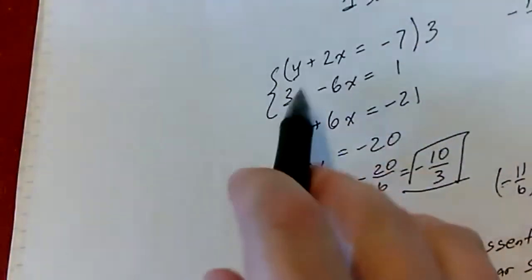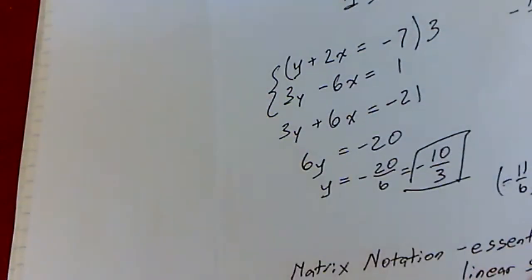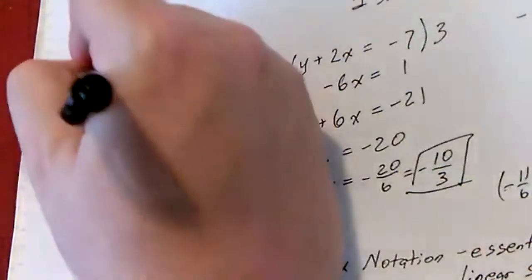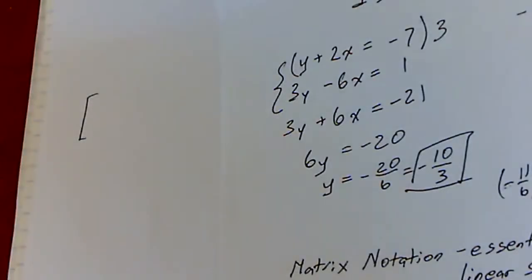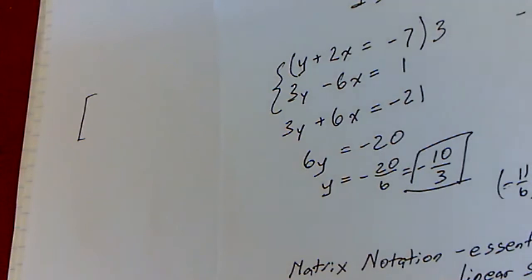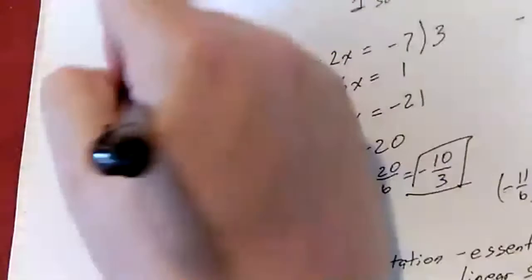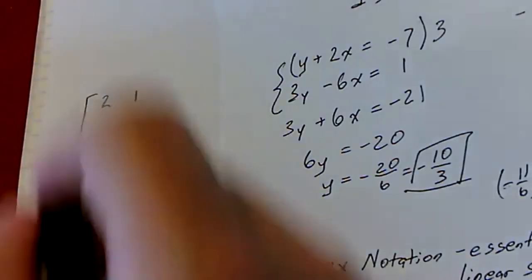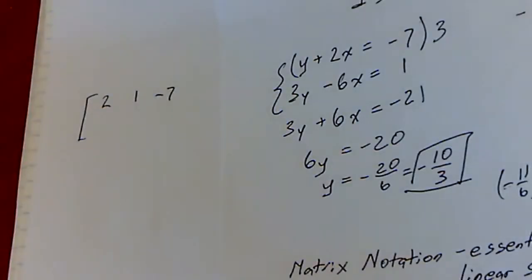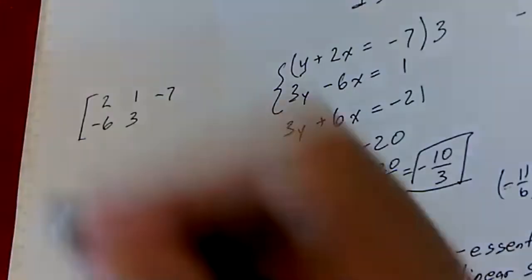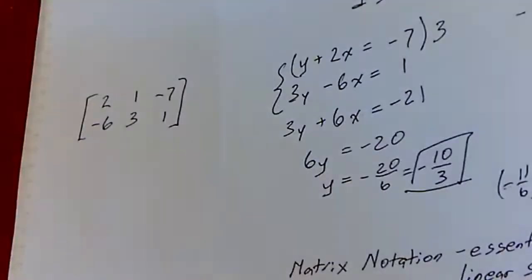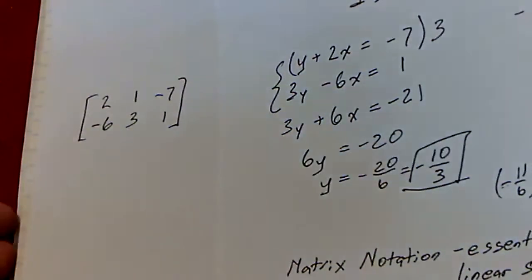Now let's go down to this other system. All right, so I have y plus 2x equals negative 7, and 3y minus 6x equals 1 that we started with. I'm going to take the x terms first because I want these to be in order. Just like I did x1, x2 in the last one, I want to do x then y on this one. So I've got 2 copies of x, 1 copy of y. That's equal to negative 7. And I've got negative 6 copies of x, 3 copies of y, and then 1 for that constant term. So that's my matrix there for that system, okay?